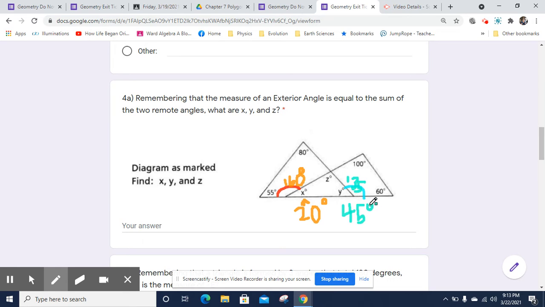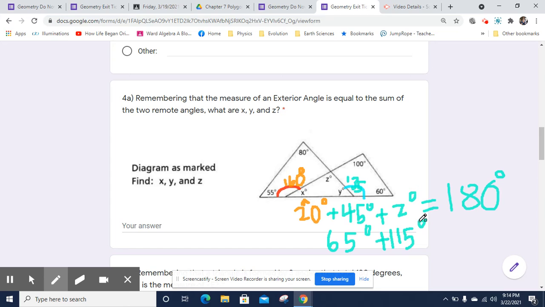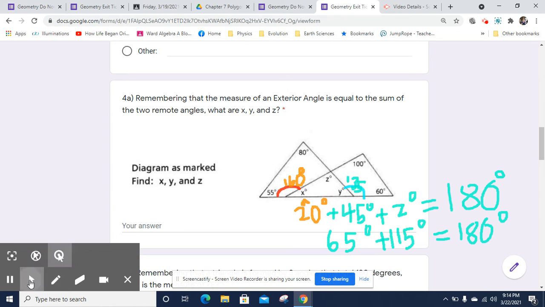And now we have just about everything we need to find z, because 20 plus 45 plus z degrees is 180. Okay, so you'll be able to work out that z, so 20 plus 45 is 65, which means z has to be 115 degrees, because 65 plus 115 equals 180. And that is what there is to that. So I'll go ahead and plop that in here.